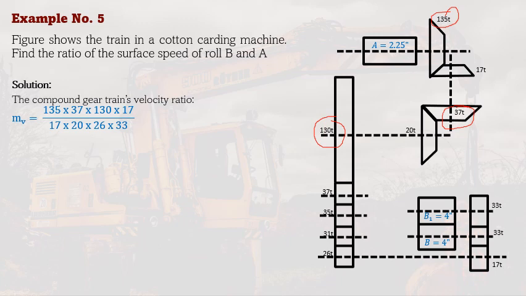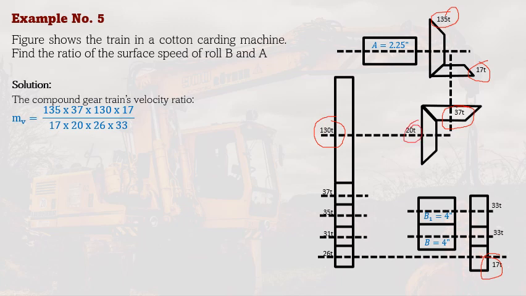And then finally we have 17. This is the driver that drives 33 and another 33 here. So the drivers are the 135, 37, 130, and 17. We'll put them in the formula. The driven are the gears that are the output of each of these gear sets. For the first gear set, we have 17 driven. The driven for the second gear set is 20.